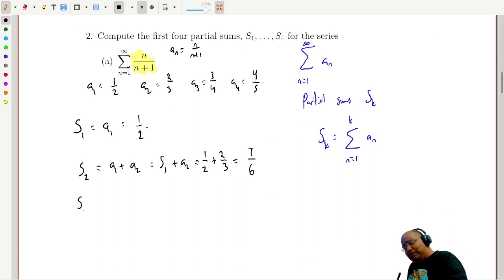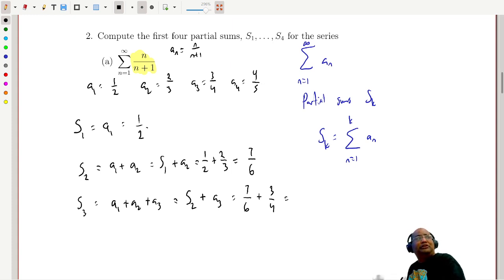So now what about S3? S3 is adding up the first three terms, a1 plus a2 plus a3. But we've already added up the first two terms, a1 plus a2, that's S2. So we take the previous partial sum and add on the next term. The previous partial sum is 7 over 6 plus the next term, a3, that's 3 over 4. And when we do a bit of arithmetic, we get 23 over 12.